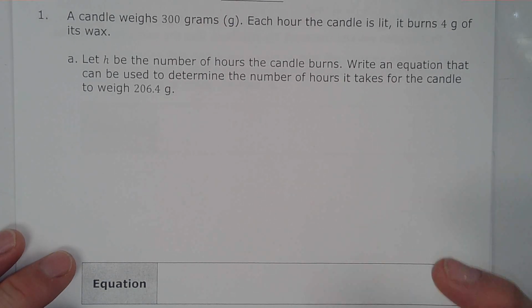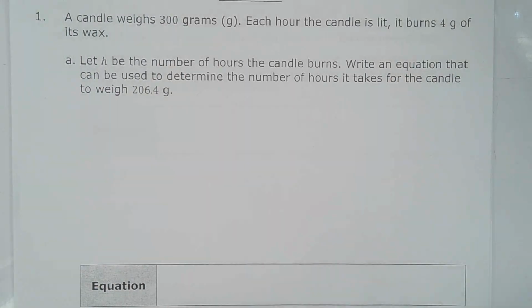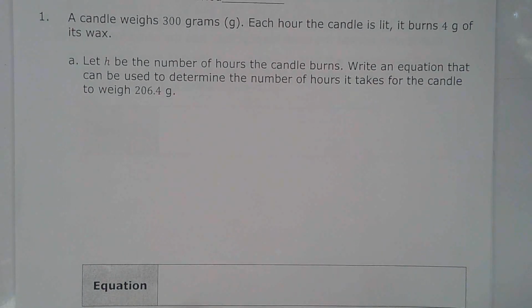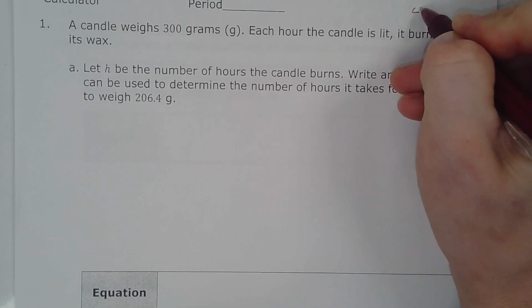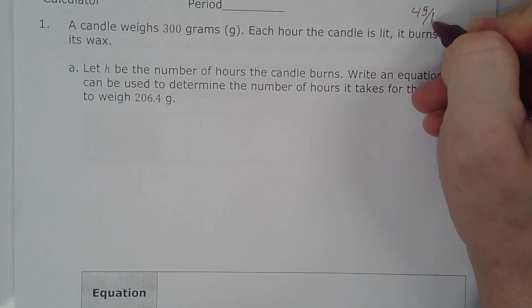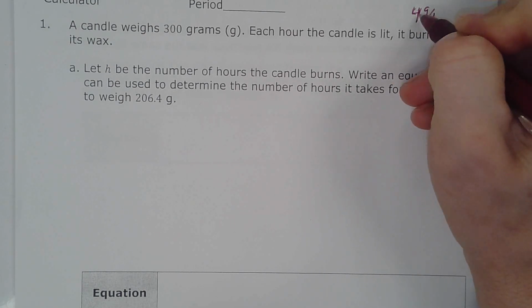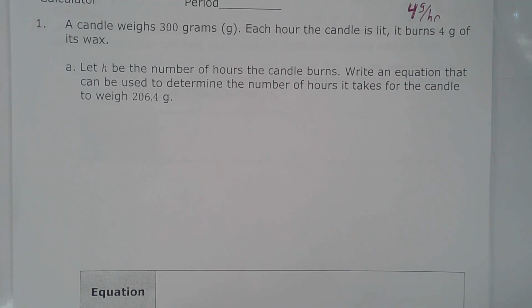Okay, so the first one, there's a candle that weighs 300 grams. Each hour it's lit, it burns 4 grams of wax, right? So this is a slope of 4 grams per hour. When you're given a word problem, look at the units in your problem. When it's a y equals mx plus b equation, your slope is going to be the number that has 2 units, something per something. Okay, so let's just look for that.